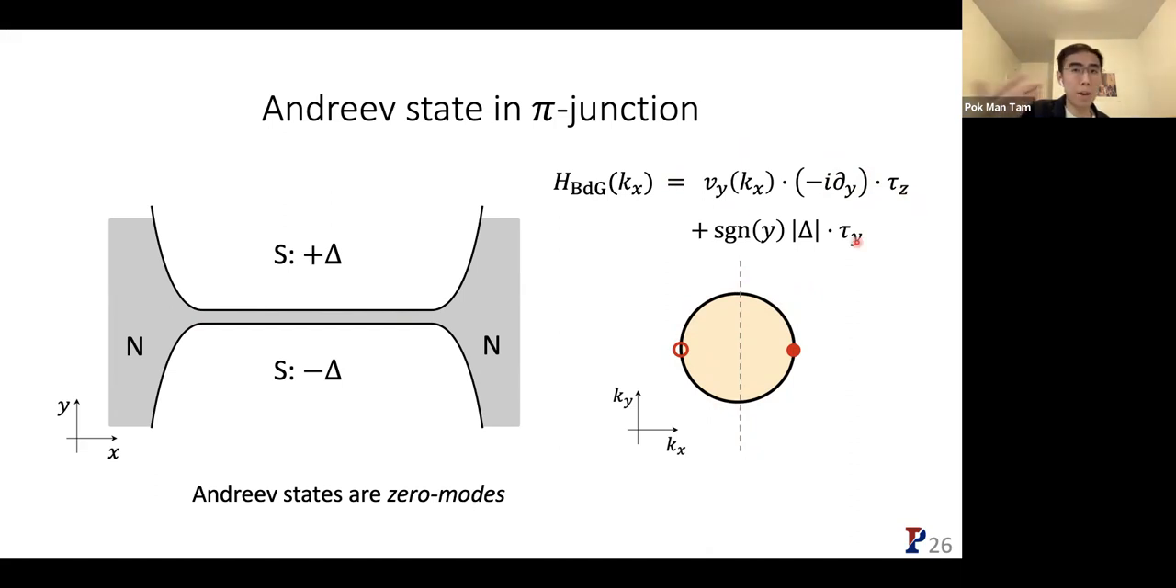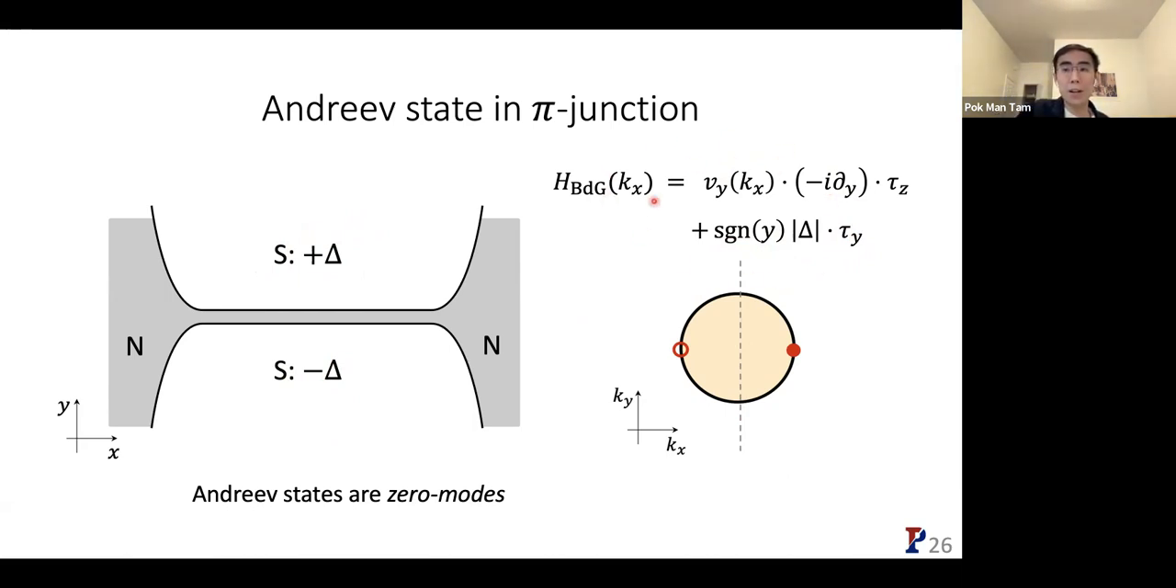Okay, so tau z and tau y are the Pauli matrices acting on the particle-hole space. Here I'm writing down the BdG Hamiltonian. The kinetic term is linear because I linearized the dispersion around the Fermi surface. And this tau y is the pairing term. It switches sign depending on whether y is positive or y is negative, because I have a pi junction. So when y is larger than 0, I have a superconductor with phase 0, and for y smaller than 0, I have a superconductor with phase pi. So the superconducting pairing term, which acts like a mass term in the Dirac Hamiltonian, actually changes sign.